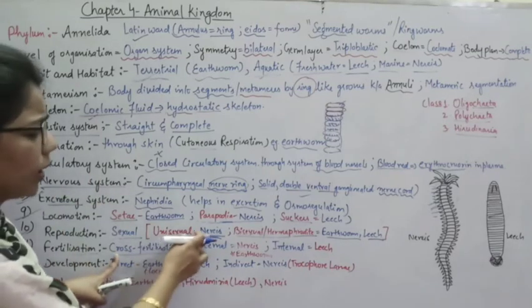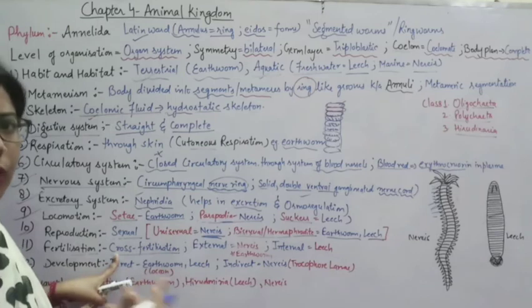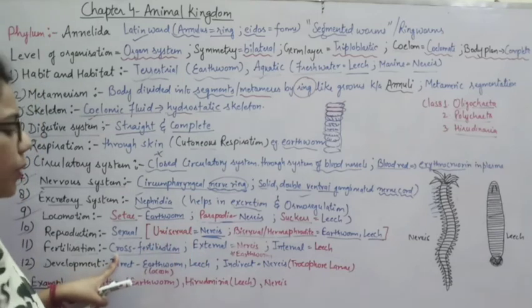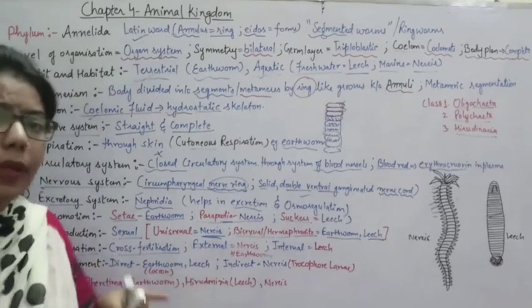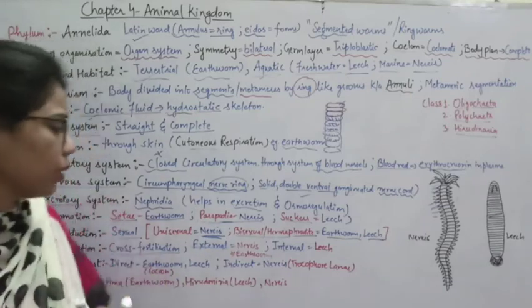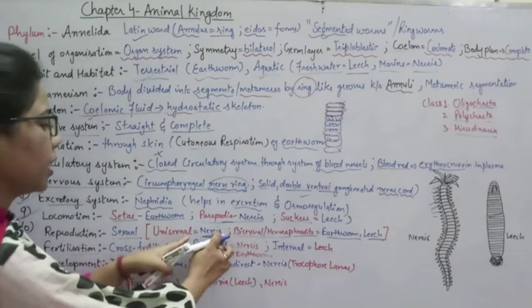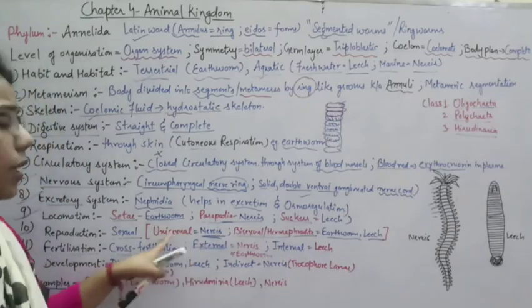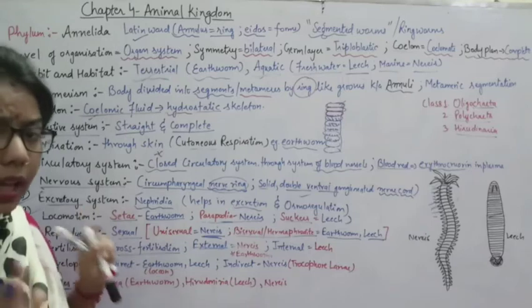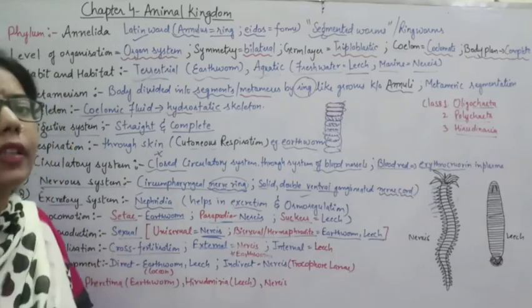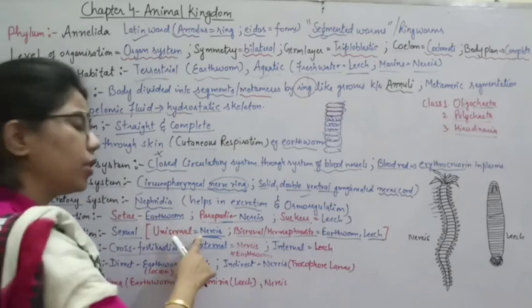Now, we know that in case of Nereis, if there are two different individuals, male and female, there will again be cross fertilization only. Now, will this fertilization be external or internal? If we talk about fertilization in Nereis, because we are saying that male Nereis and female Nereis are there, what will happen when they meet each other?